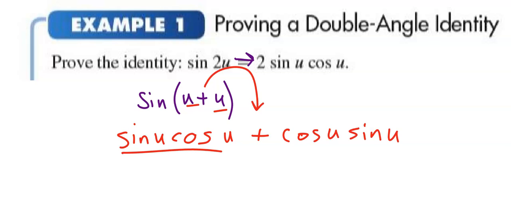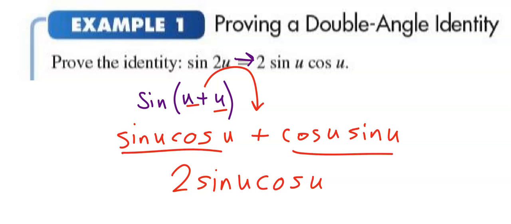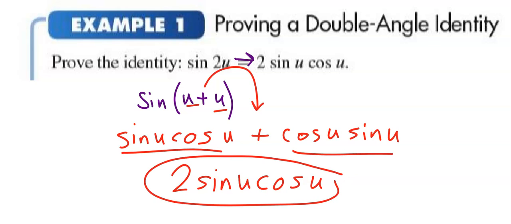Now, what do you notice about those two things? They are like terms. And so, if you have like terms and you add them together, how many of them do you get? You get 2 of them. Isn't that the end of the proof? Sure is. So that was a very simple proof.